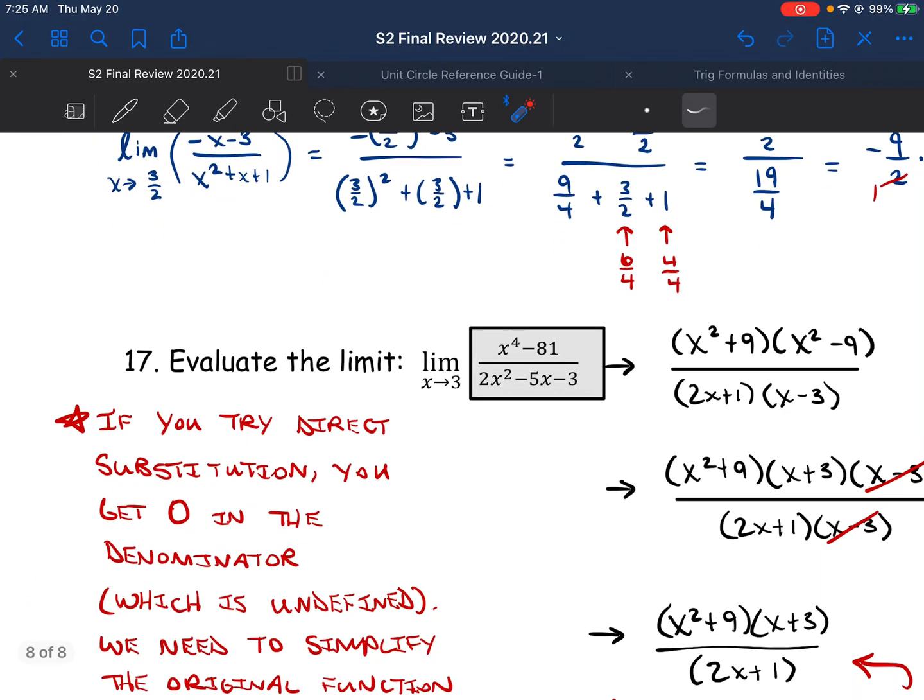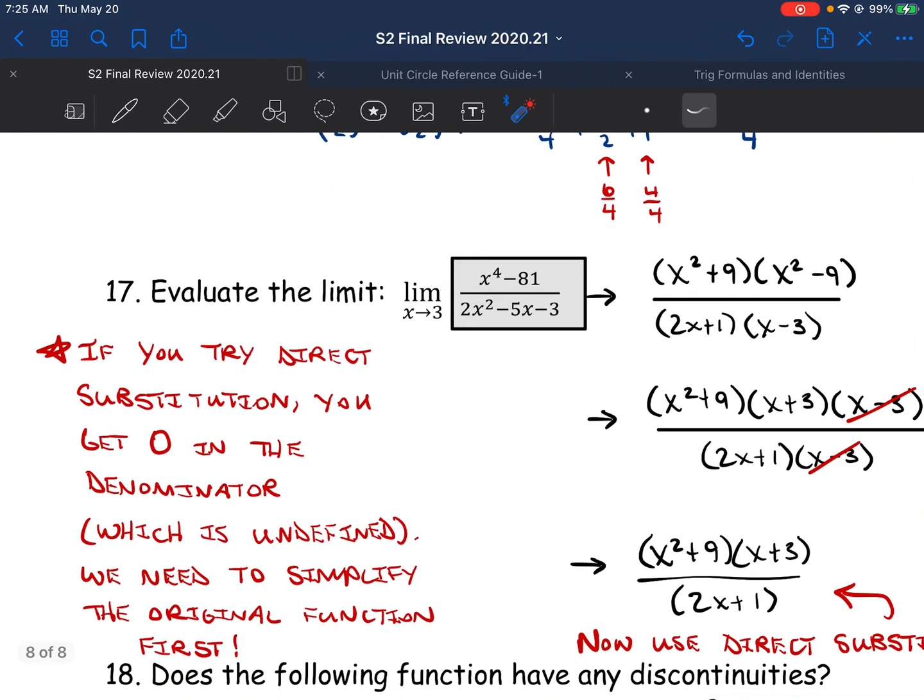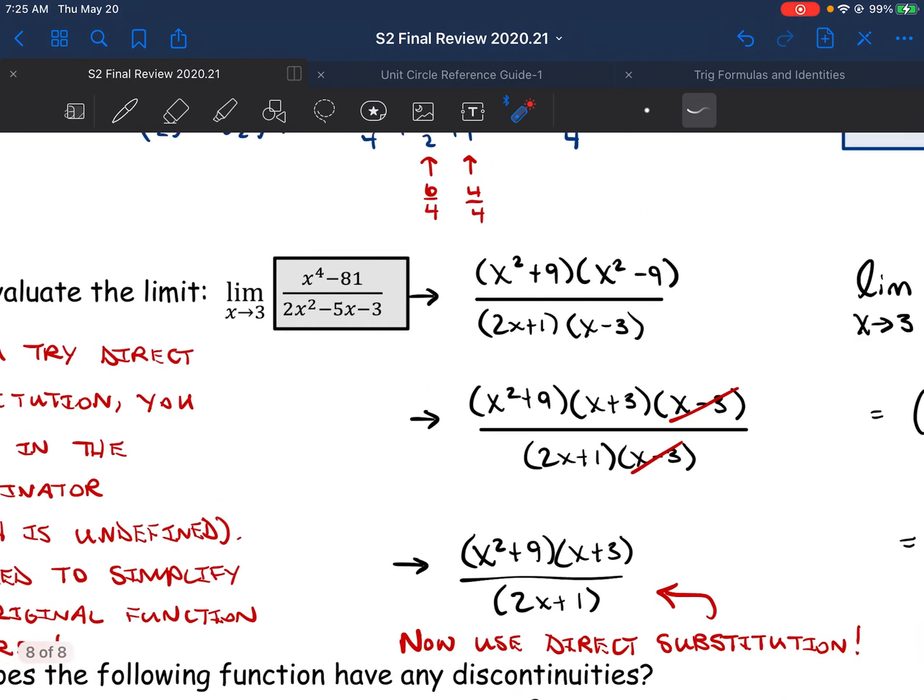All right, problem 17, we want to evaluate the limit as x approaches 3 of this thing right here, x to the 4th minus 81 over 2x squared minus 5x minus 3. Now, if you do try direct substitution first, which you should be trying, you end up getting a 0 in the denominator, which makes your expression undefined, so we need to simplify the original function first.